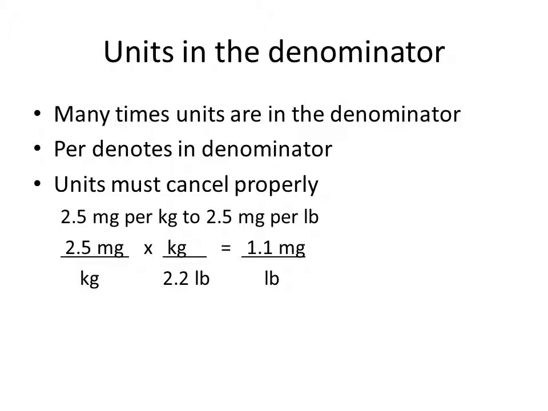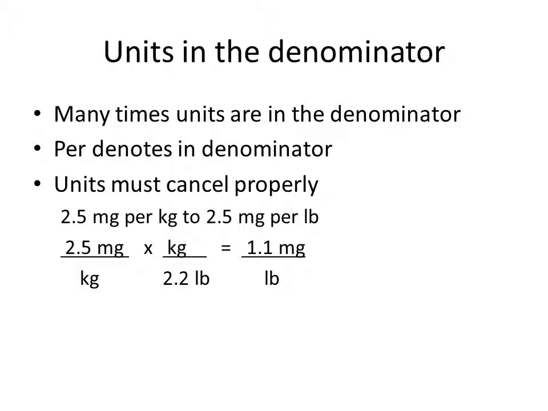Many times you have units in the denominator. For instance, here we have kilogram in the denominator. This is a dosage, 2.5 milligrams per kilogram. If I want to know how many milligrams are in a pound, I can convert kilogram to pound. But you see that kilogram is in the denominator of this fraction.